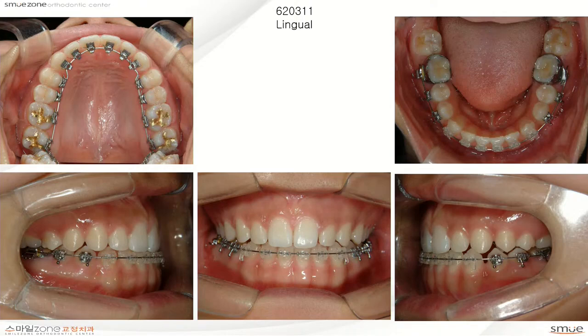In the meanwhile, she asked me to change the upper to the lingual because she has had so many interviews and photo taking, so she doesn't want to have braces outside. So we changed the upper to lingual.